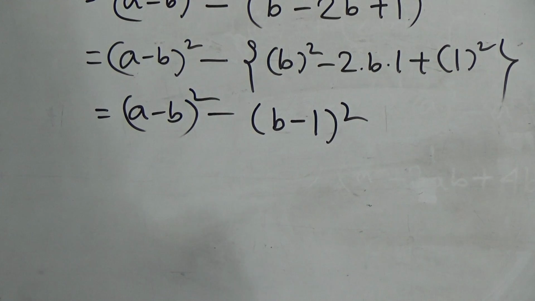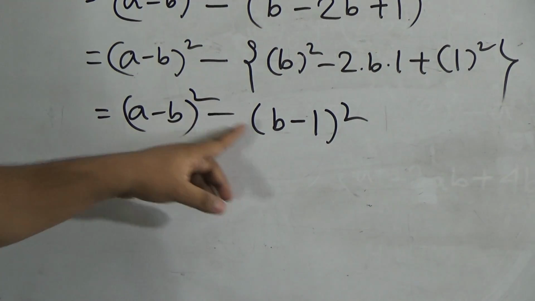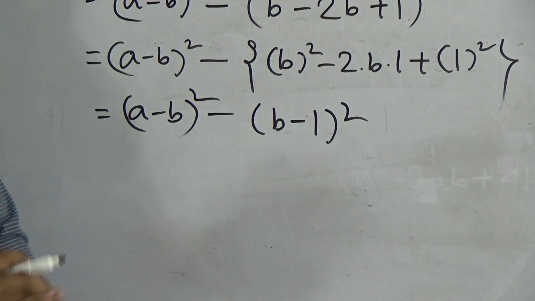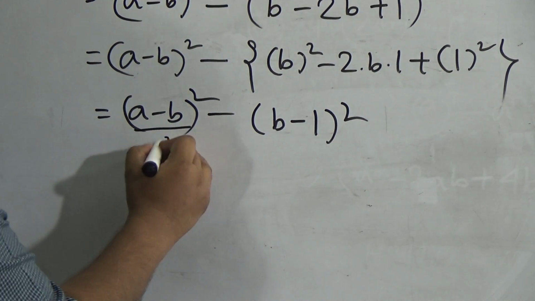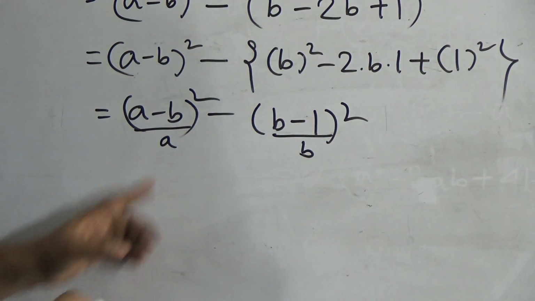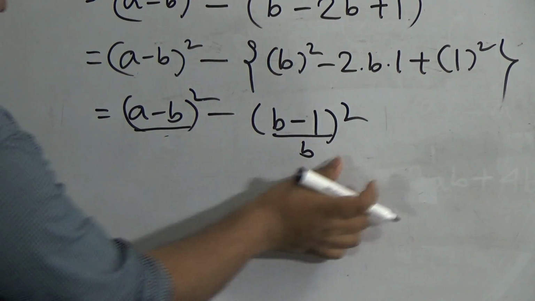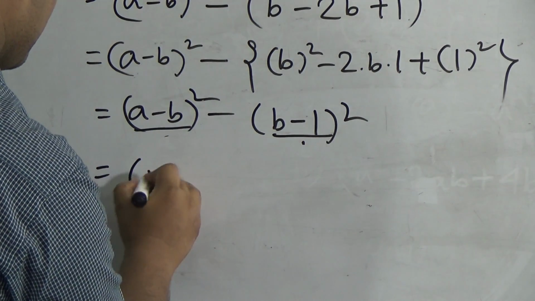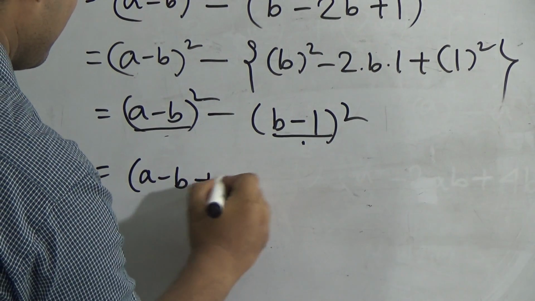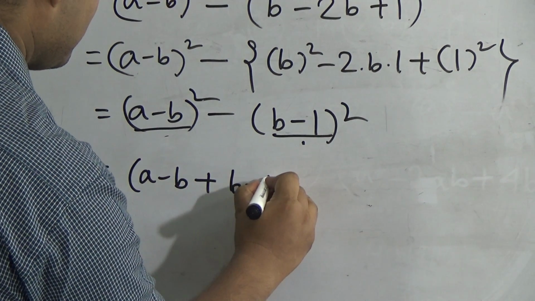Dear student, here a minus b whole square and here b minus 1 whole square. So if we consider this is a and this is b, so a square minus b square, and we know the formula of a square minus b square, which is a plus b into a minus b. So from this we can write a minus b plus b minus 1.